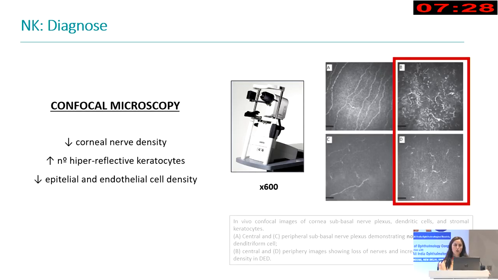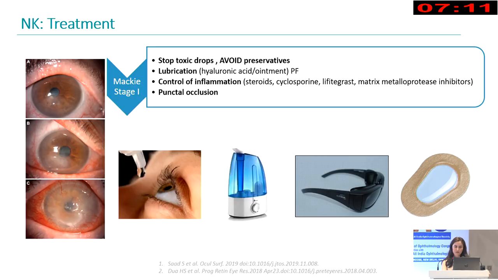sensitivity. Of course, we will also use, if we have it in our clinic, a confocal microscopy, and here we'll be able to see a decreased corneal nerve density, a higher number of hyperreflective keratocytes, and a diminished epithelial and endothelial cell density. As for the treatment, first of all, we will stop toxic drops, avoid preservatives, start lubrication, and we will control the inflammation with steroids and also immunomodulators. And in some cases, we can think about punctal occlusion.